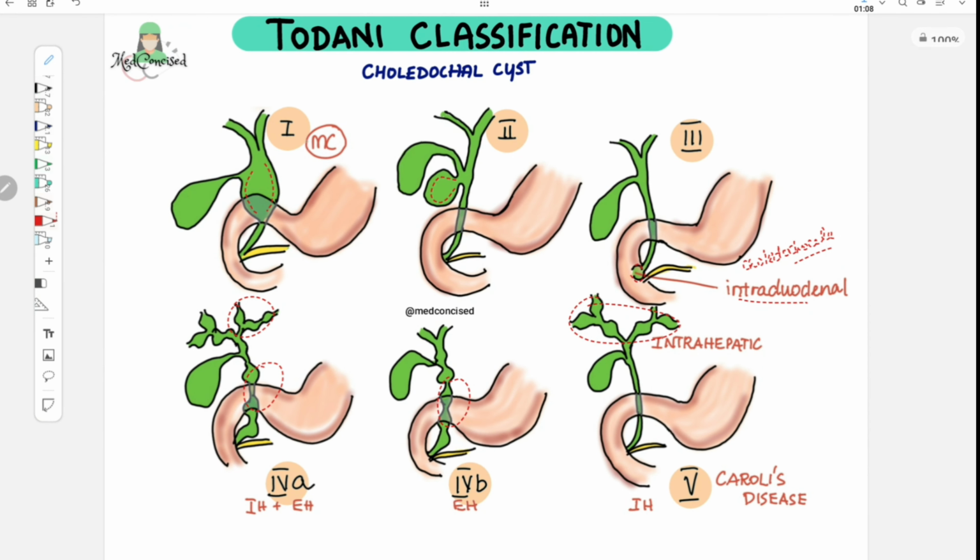So we'll see overall. In type 1 there is a fusiform dilatation. In type 2 there is a saccular dilatation. In type 3 there is involvement of the intraduodenal portion of the bile duct. In type 4A, both the extrahepatic and intrahepatic multiple cystic dilatations are there. In type 4B, there is only extrahepatic multiple cystic dilatation. In type 5, there is only intrahepatic multiple cystic dilatation.